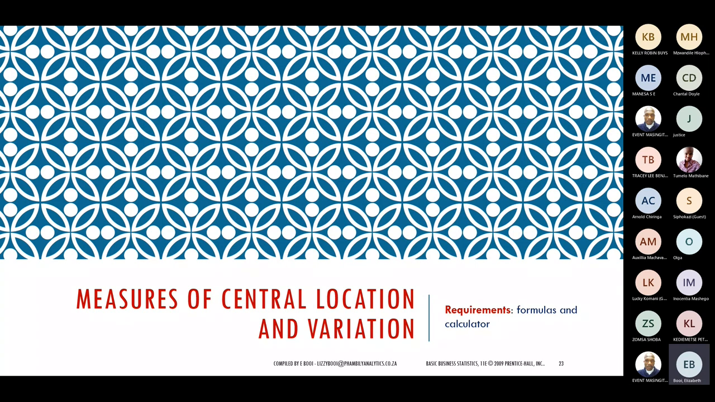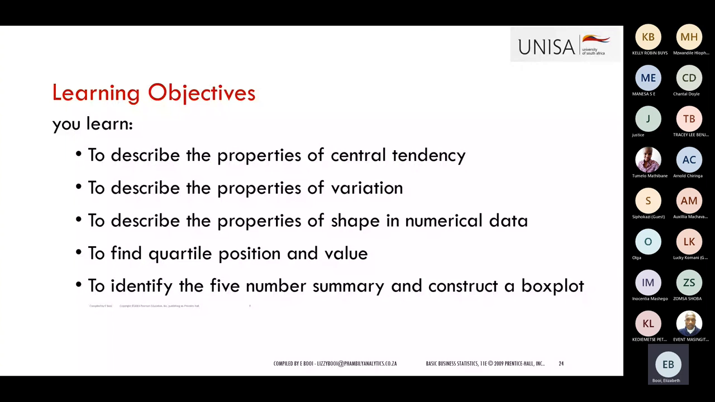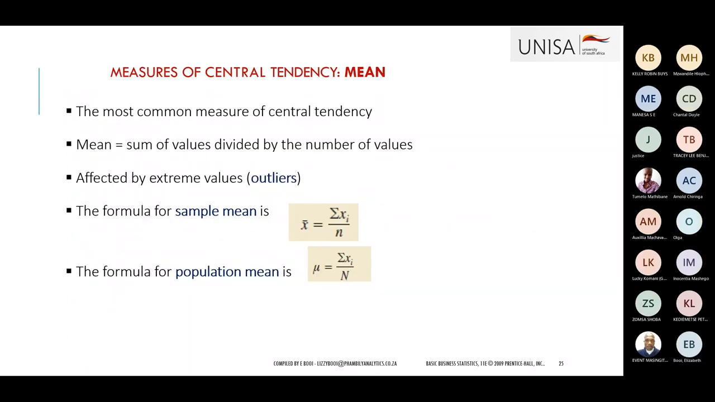Okay, so now let's look at how we use measures of central location, not the variation. We'll deal with the variation later on next week. Measures of central location are sometimes called measures of central tendency, sometimes measures of locality. It has many different ways of calling one thing, central location. By the end of the session, you should be able to describe the properties of the central tendency or central location. Describe not the variation, but the shape of the numerical data. The others, we will deal with them later on.